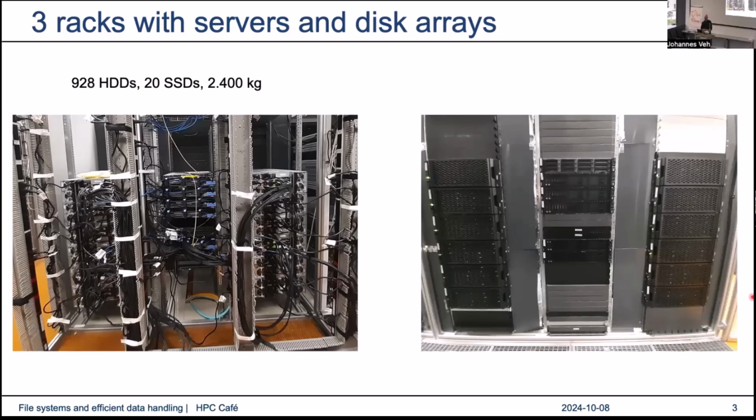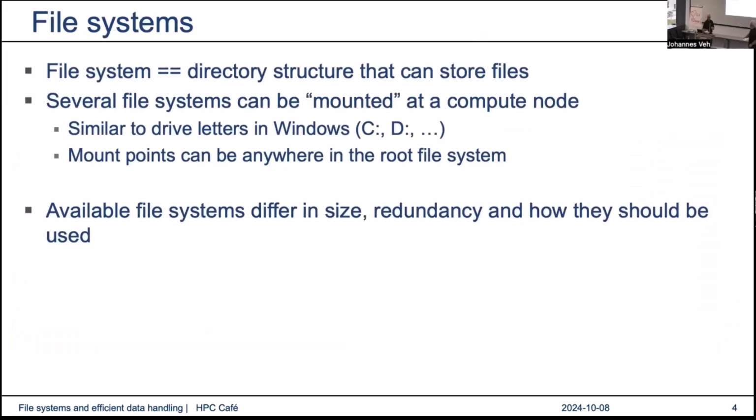So what about file systems? I said I will talk about file systems. So a file system is a directory structure. And you know this, again, from your local machine, from your laptop. When you're running Windows, you have these letters, C, D, whatever, depending on how many file systems you have. In Linux, they don't get assigned letters, but a more or less random name, which we can choose. And they are mounted somewhere in your directory structure.